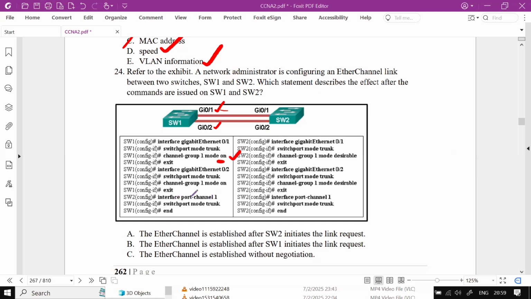I don't know which. So let's partition that desirable. So EPGP, so on desirable. Which way are you negotiating? You can be negotiating on desirable and auto. So this one is used to bundle these 2.